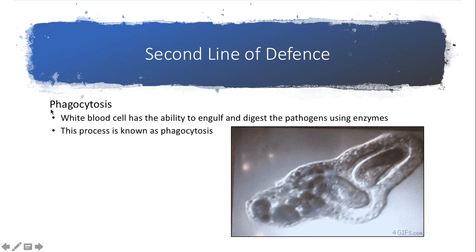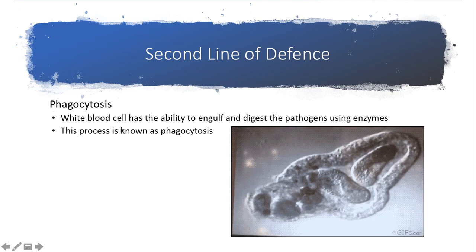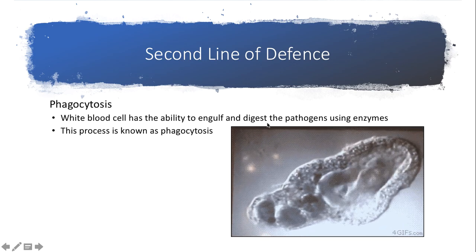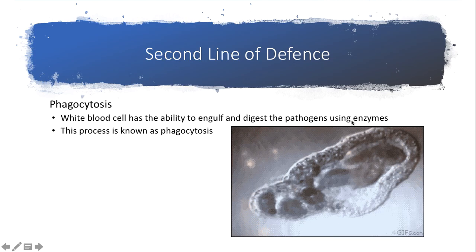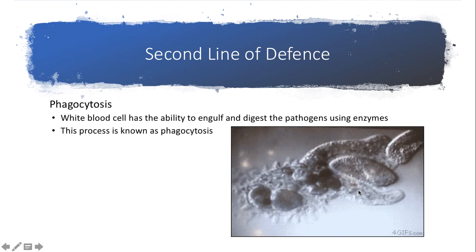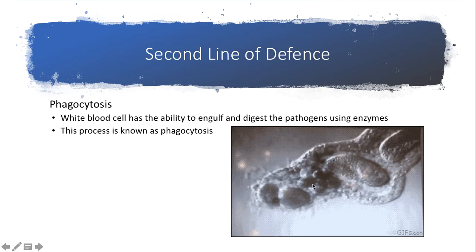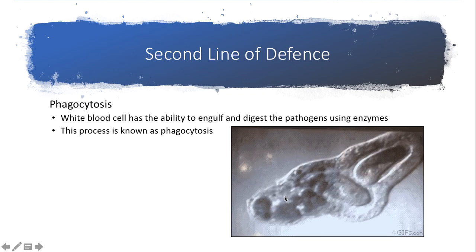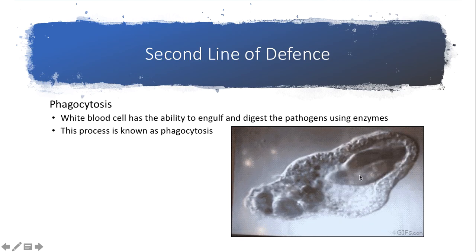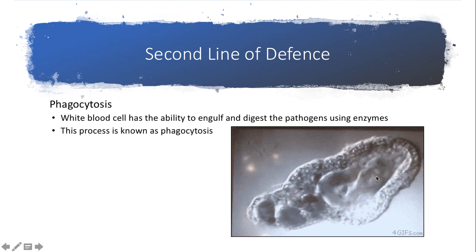Phagocytosis is basically a process where white blood cells engulf and digest the pathogen by using the enzyme in the cell. If you look at this video, you can see a type of white blood cell. Here is a white blood cell, and here is the pathogen. Okay, I think it's a type of bacteria.